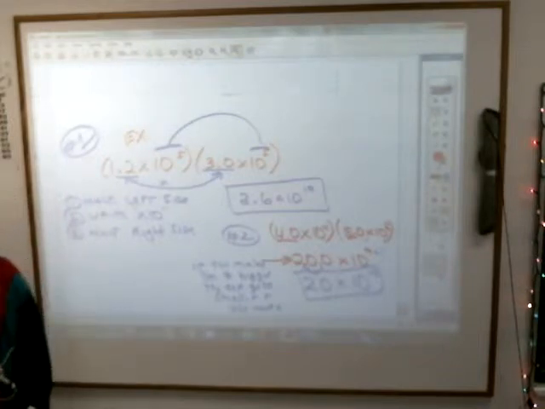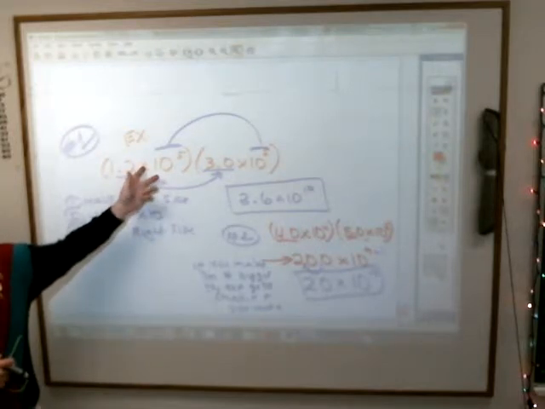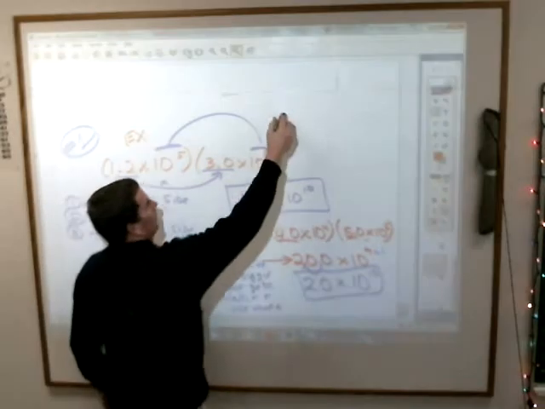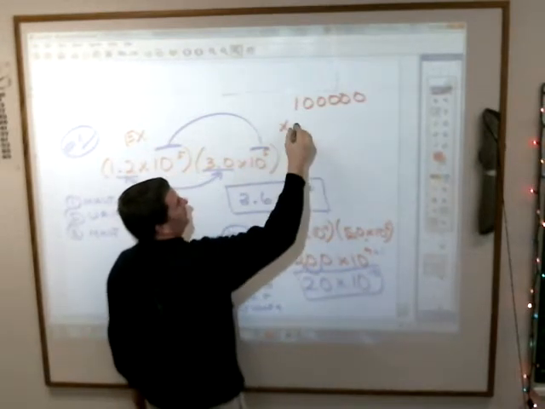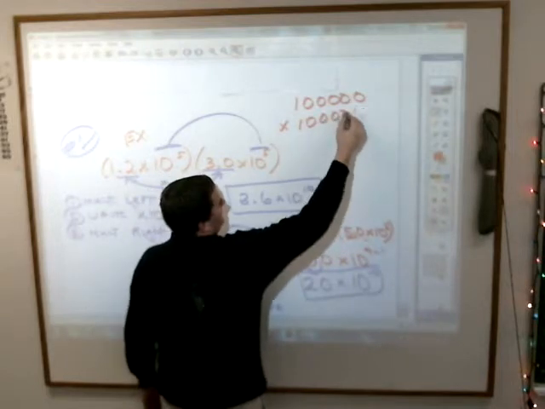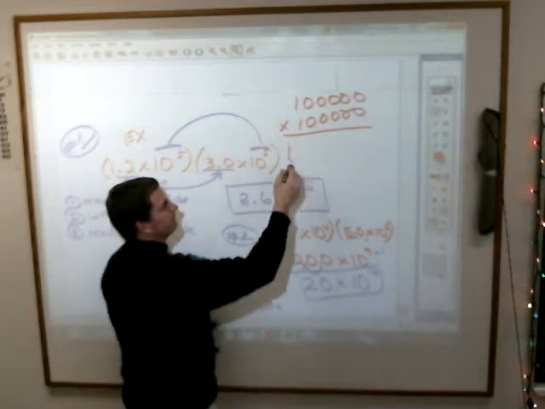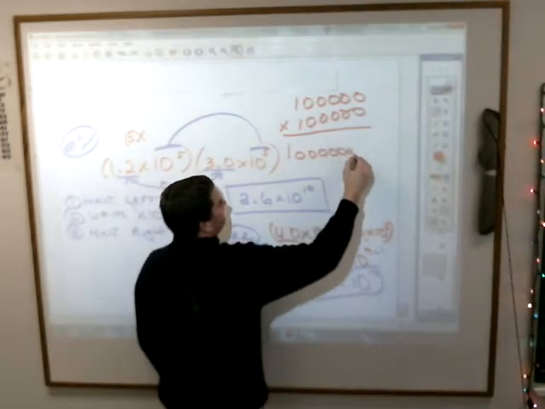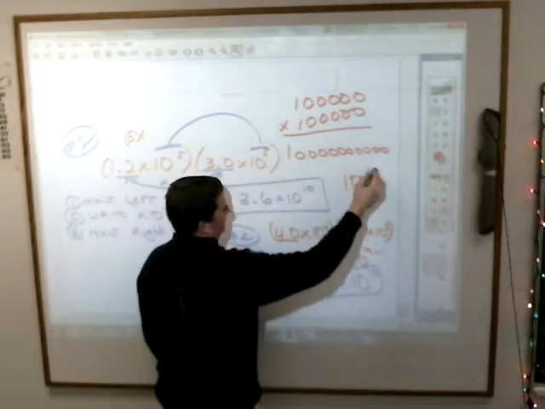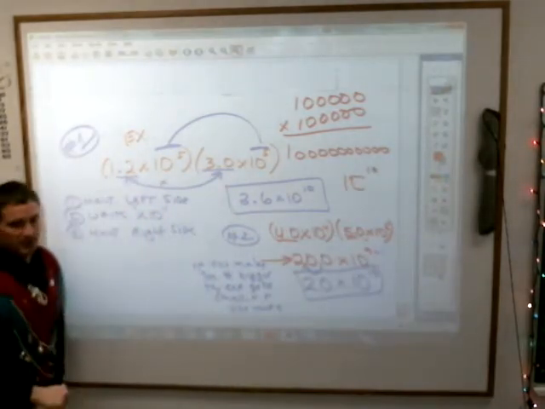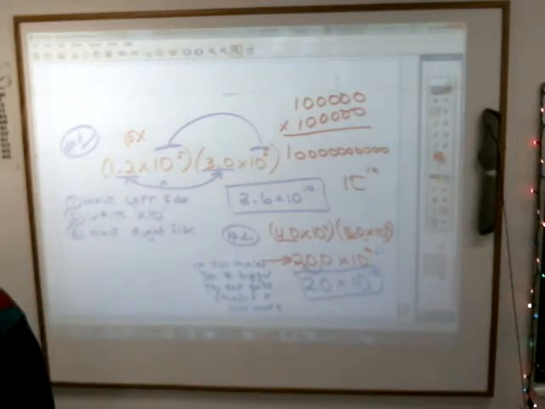Kendall, if you really, really want to, do you know what 10 to the 5th power is? It's 1 with 5 zeros after it. Feel free to take 1 with 5 zeros after it and multiply it by 1 with 5 zeros after it. You're going to get 1 with how many zeros after it? 10. Which is the same thing as 10 to the what power? That's what you're doing when you add those exponents, you are multiplying those 10s together. It's just the way it works.